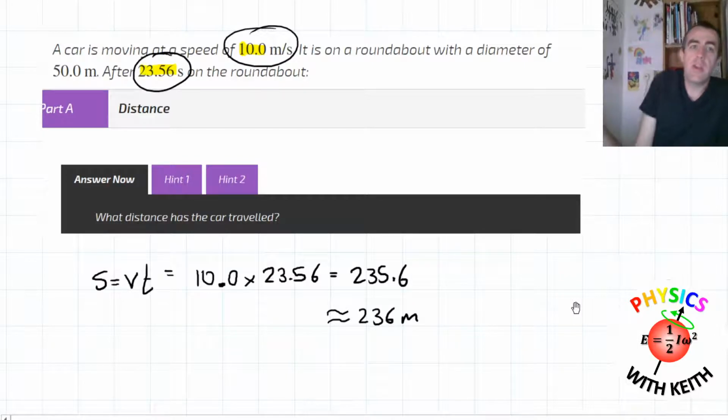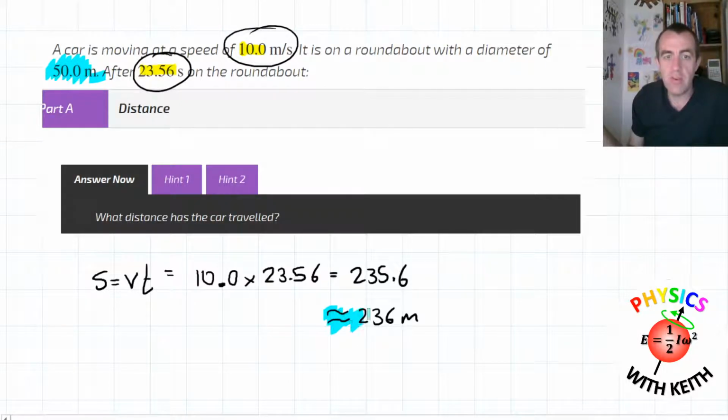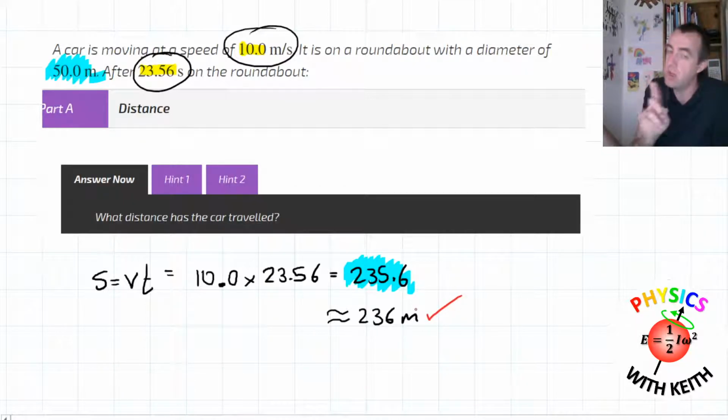So the car's going around a roundabout. We know the diameter of the roundabout, which is given here as 50.0 meters, and we know that we've travelled a distance of about 236 meters. In fact, I'm going to use the unrounded number in my next few calculations. That's normal. You round the number for your answer, but if you need to use that answer in any subsequent calculations, use the unrounded number. So, if I want to know how many times I've gone round in a circle, I have to know the circumference of the circle. And the circumference of a circle is calculated as 2 pi r, or pi d.